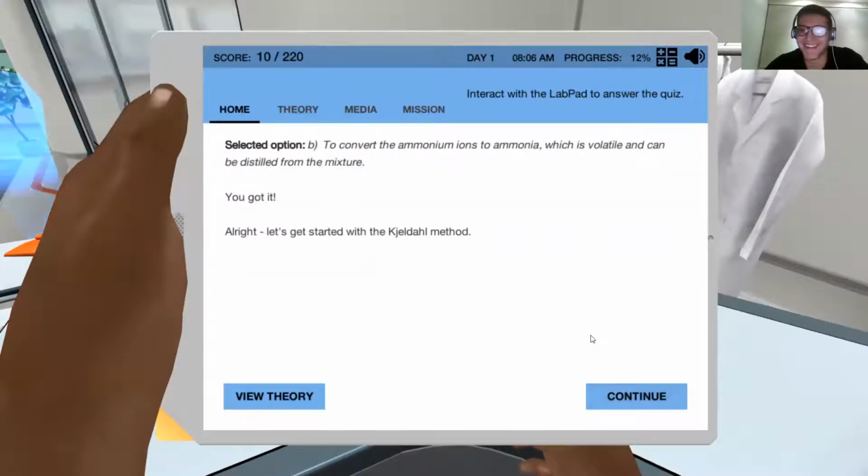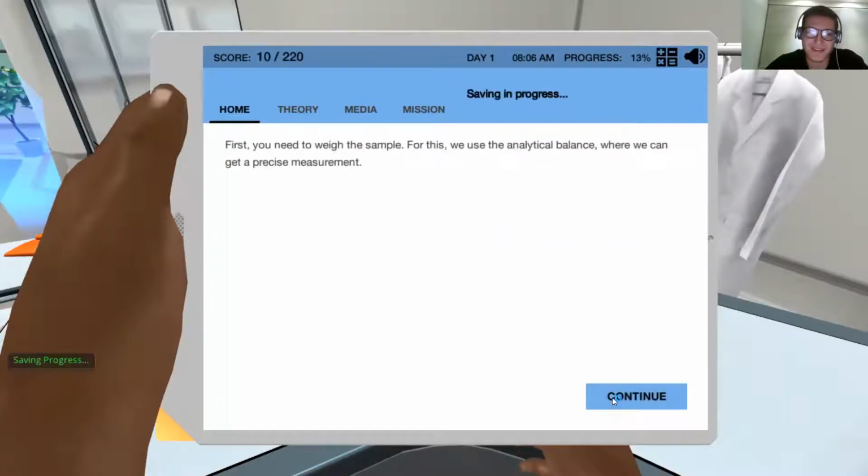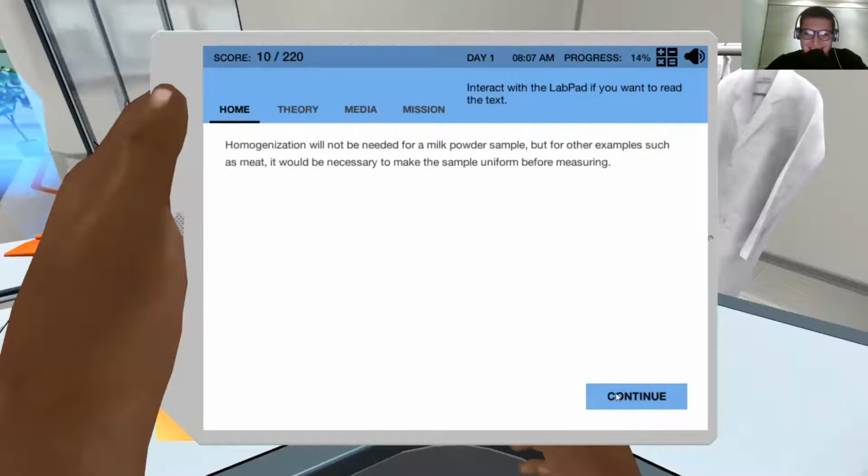All right, let's get started with the Kjeldahl method. First, you need to weigh the sample. For this, we use the analytical balance, where we can get a precise measurement. Homogenization will not be needed for a milk powder sample, but for other examples such as meat, it would be necessary to make the sample uniform before measuring.